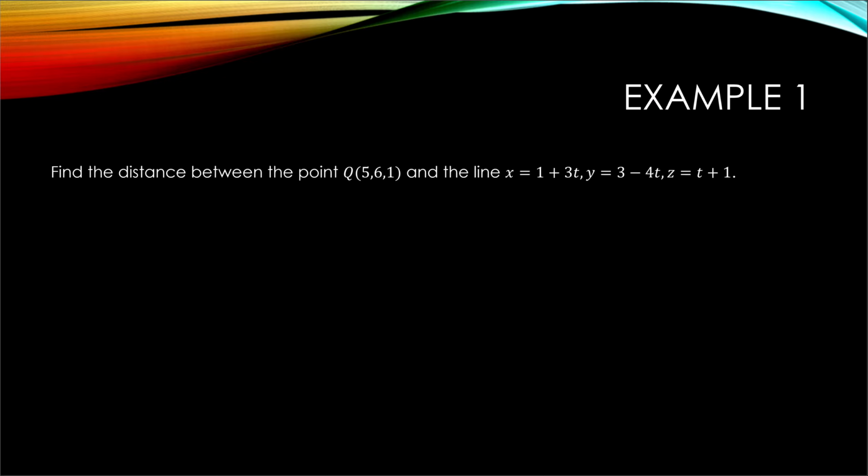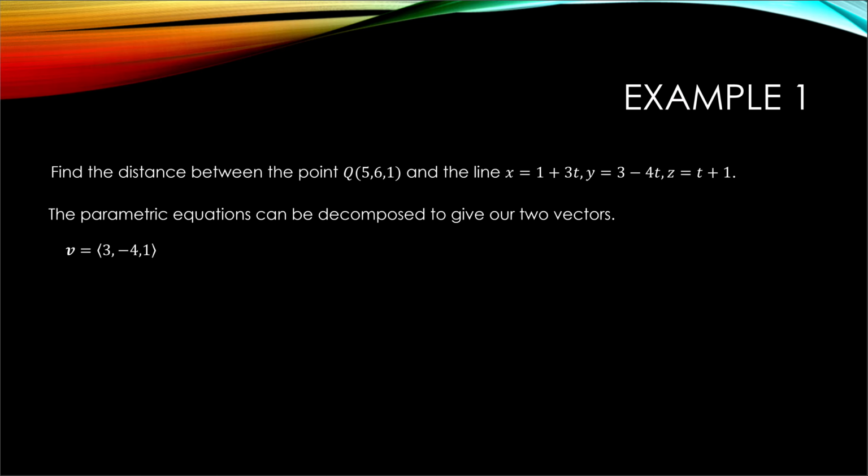Let's find the distance between the point Q with coordinates 5, 6, 1 and the line given by x is equal to 1 plus 3t, y is equal to 3 minus 4t, and z is equal to t plus 1. The parametric equations that I'm given for my line can be decomposed in order to give me my two vectors. My v vector is the coefficients of the terms involving t in my parametric equations. So my v vector is given with components 3, -4, and 1.